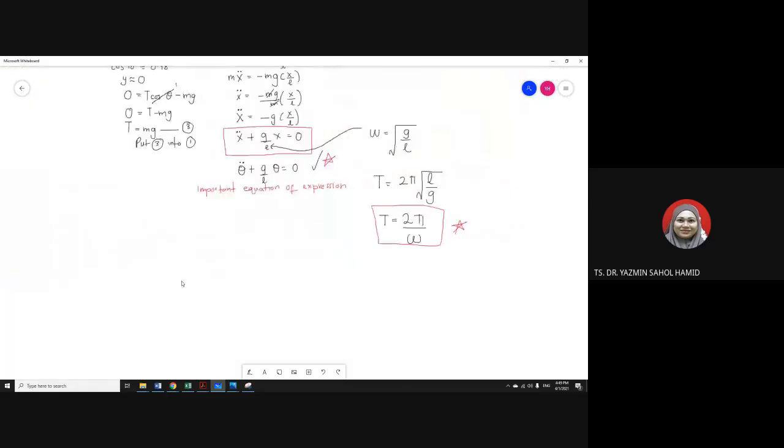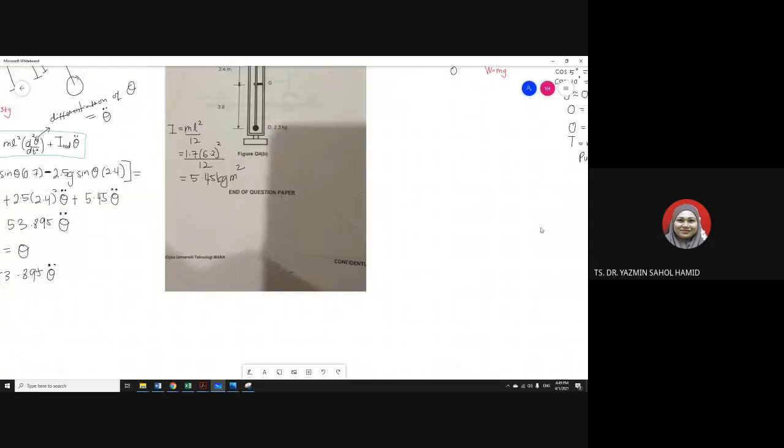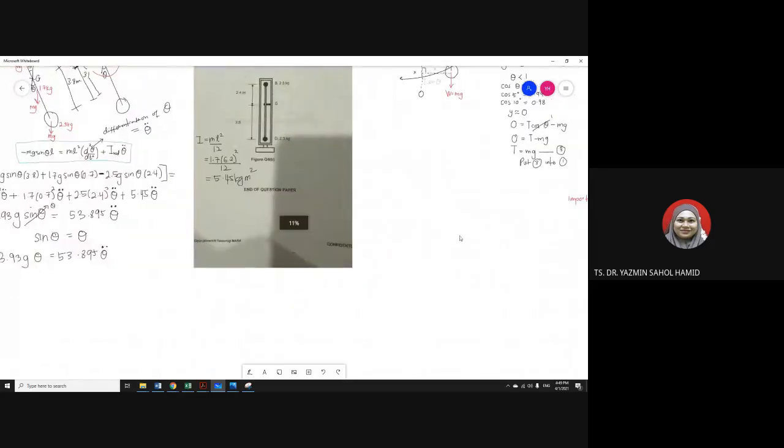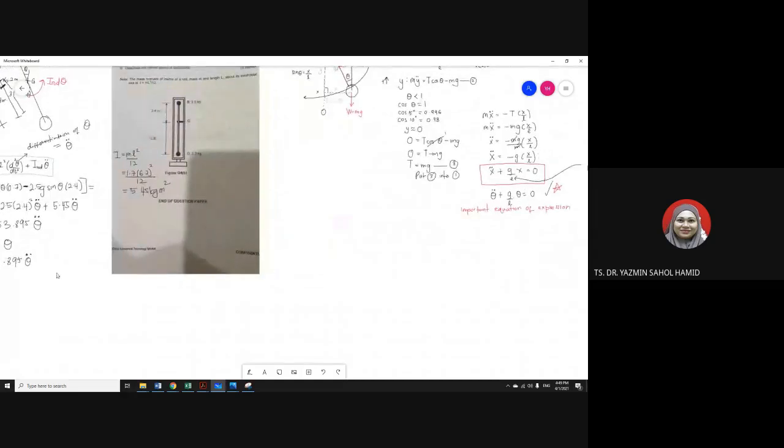Let's look at what we did earlier. Basically what we want to achieve is theta double dot plus some value in front multiplied by theta equals 0. Let me write that down, in case you can't see. I'll write it closer here. So we want to achieve theta double dot plus G over L theta equals 0.